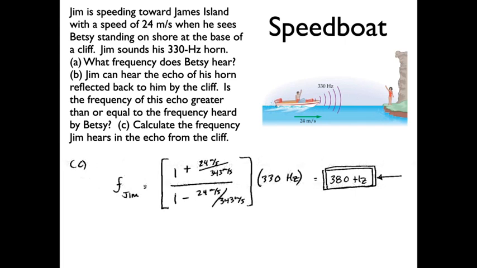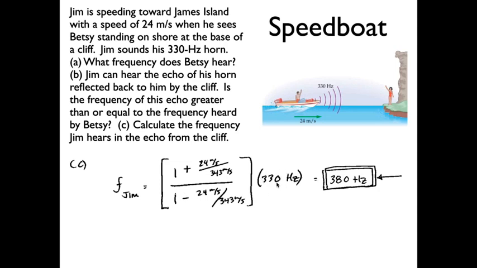So again, we can use that same master equation. The frequency that Jim would observe would be 1 plus, and here is the moving observer. He's moving, and I choose the plus because it's a higher frequency. He's moving at 24 meters a second. The sound is moving at 343. But the source of the waves is also moving, and that's the denominator here. And then I'm using the 330 hertz out here.